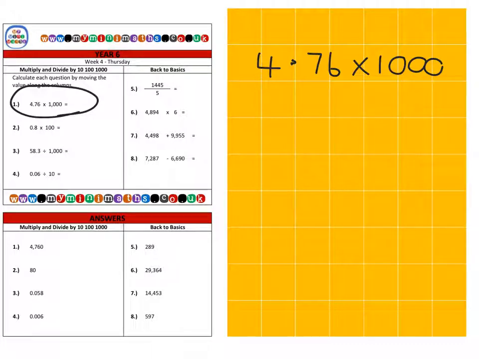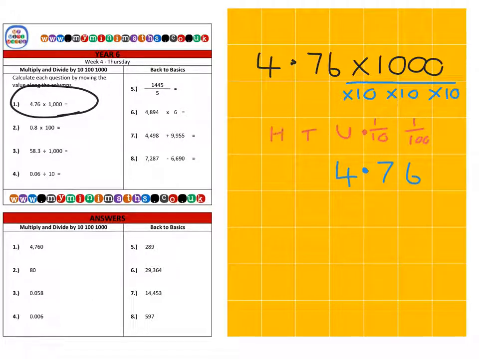And again, a little reminder, because we're multiplying by 1000, that's the same as saying times 10, times 10, times 10, so that's 3 spaces larger. So if we write out our number 4.76, we have our hundredths here, we have our tenths, we have the decimal point always lined up, we have our units, tens, hundreds, thousands, and so on.